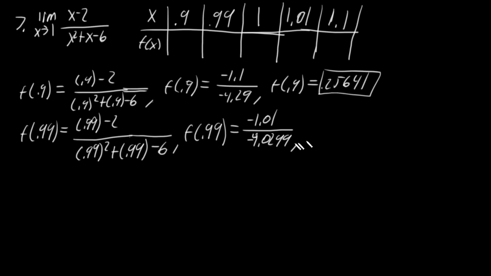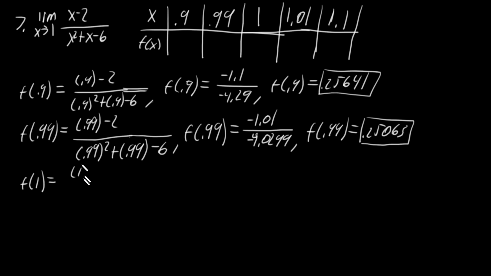And then if we do a bit more simplification, we end up getting that our final answer for this component should be 0.25063. So that's great. So we did this. We have our next part. And now we can try f of 1. If we put 1 in, we get 1 minus 2 all over 1 squared plus 1 minus 6.